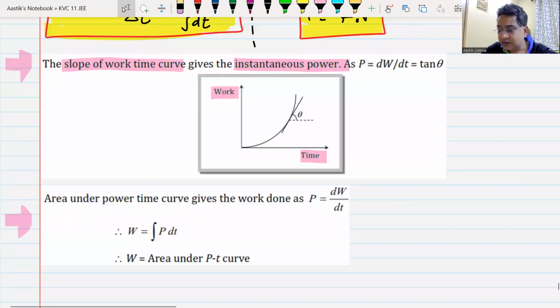You should move fast. Let me know once you are done. Then solve this question. The question is on the board. Let me know once you have got the answer. You have to find out the power in this case.